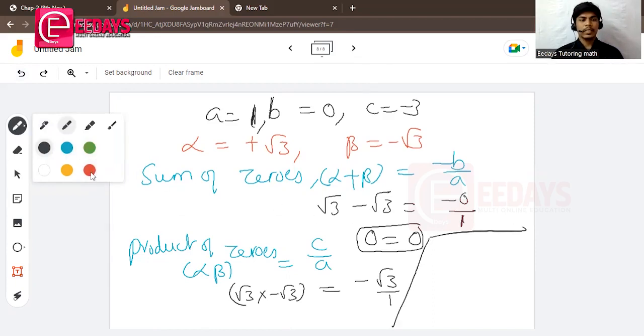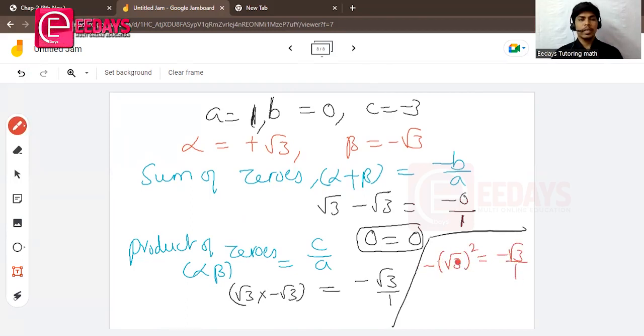Can I write like this? Root 3 into root 3, can I write minus root 3 whole square? Square and root cancel, you'll get minus 3. Once again, I made a mistake somewhere here. This is not root 3, see here, 3. We'll get minus 3 by 1. Both are equal, RHS is equal to LHS.